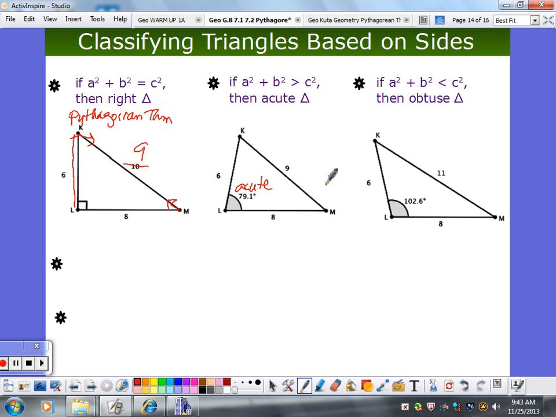Well, what if a squared plus b squared is less than c squared? So basically, I took my nice pretty right triangle, and I said, well, why don't I make this a little bit bigger? So I kind of stretched this out. So now what happened to my nice little sides here? What happened to my 90-degree angle? They got bigger. It's obtuse. So finding a squared plus b squared and finding c squared will tell me if I have a right angle, an acute angle, or an obtuse angle.